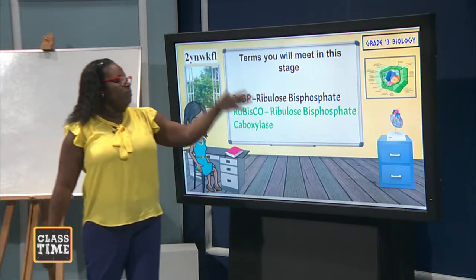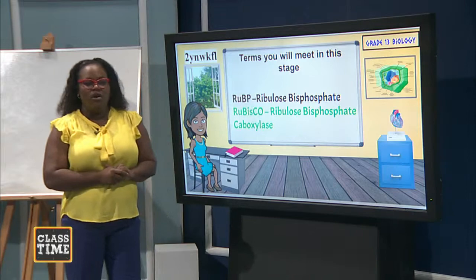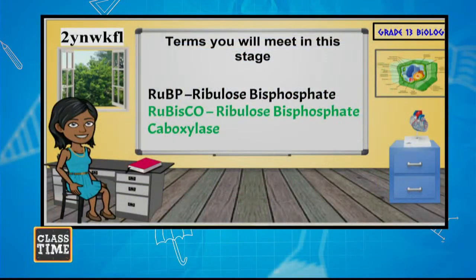All right, some terms you are going to come across while we are doing this. RuBP means ribulose bisphosphate. You don't need to remember this long word, but RuBP is internationally used. You can use it. Just write it the way I've written it, with capital R, small u, capital B, capital P.